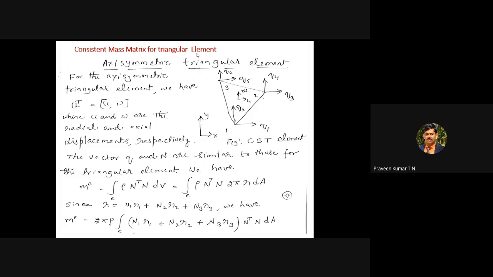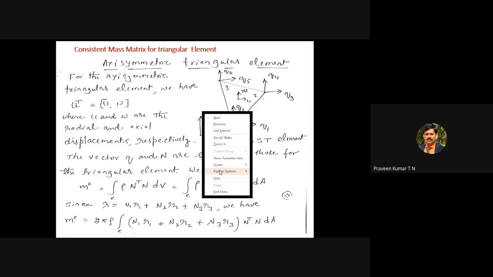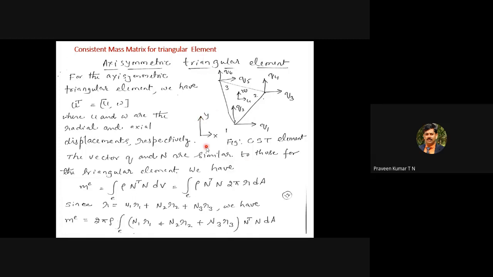Now, we can imagine one axis line. The radius of node 1 with respect to the vertical axis is r1, the radius of node 2 is r2, and the radius of node 3 with respect to the vertical axis is r3. You can see here r1, r2, r3 refer to the radius of node 1, node 2, and node 3 with respect to the vertical axis.